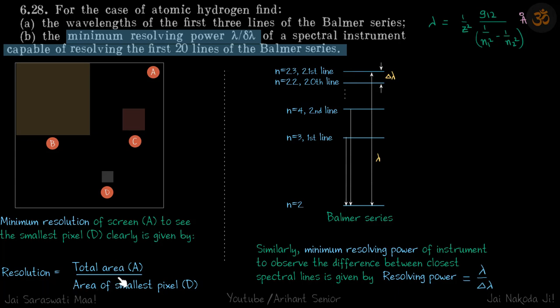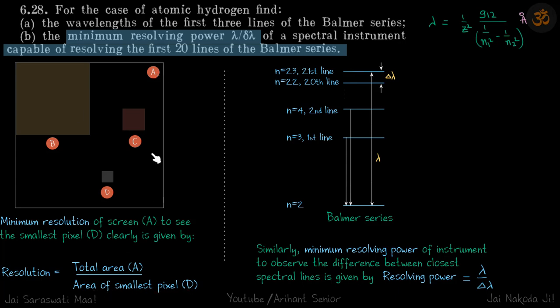Or in other words, if this is the smallest pixel which I want to see clearly, then the resolution of this screen must be the area of this screen divided by area of that smallest pixel which I want to see. Right? In other words, the minimum resolution of the screen to see the smallest pixel clearly is given by resolution equal to total area upon area of smallest pixel.